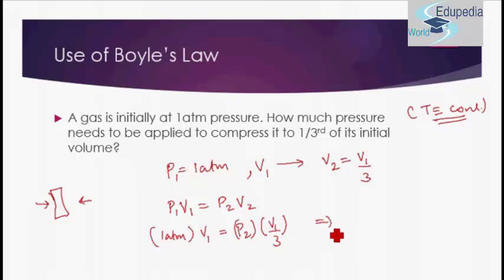So this gives you by simple calculation that P2 is equal to 3 atmosphere. Instead of 1 atmosphere, you need to apply a pressure of 3 atmosphere so that the volume is decreased to 1/3 of the initial value. So a very simple example, but this is all there is to Boyle's law.